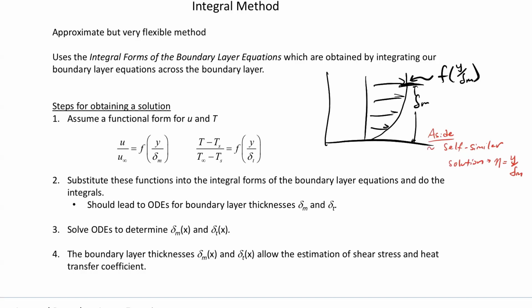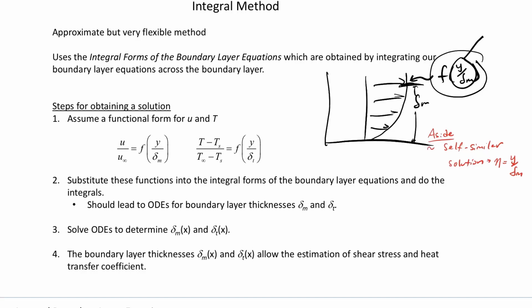Oh, one other thing on the side here I wanted to note. We're going through this process, assuming some function here that we're going to solve the ODEs. I've mentioned a couple times the exact solution for boundary layer thickness, and it involves something called a self-similar solution. I just wanted to make a point that the self-similar solution is actually really similar to what we're doing here. It's just that the self-similar solution says, I'm going to come up with this function in terms of y over delta m.